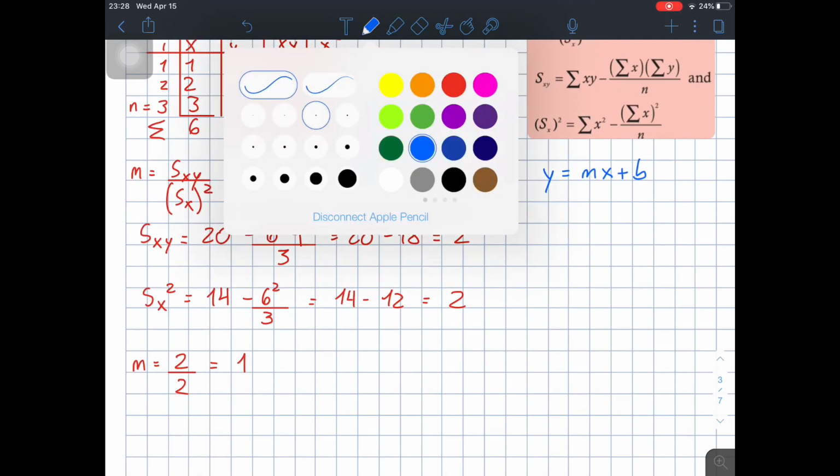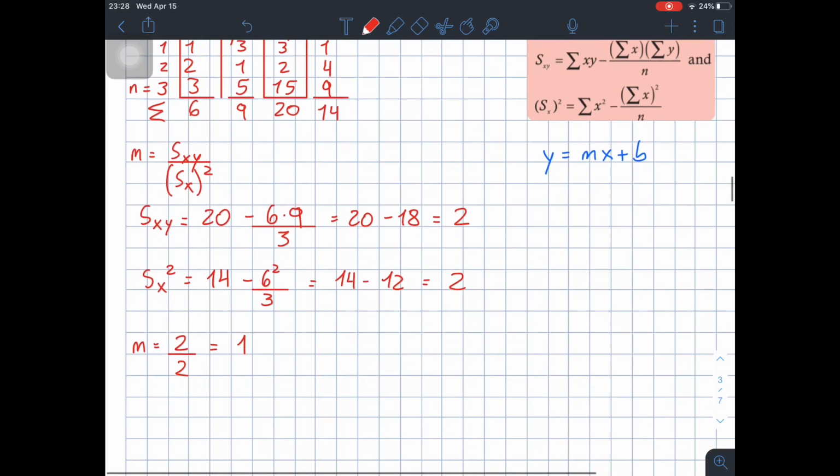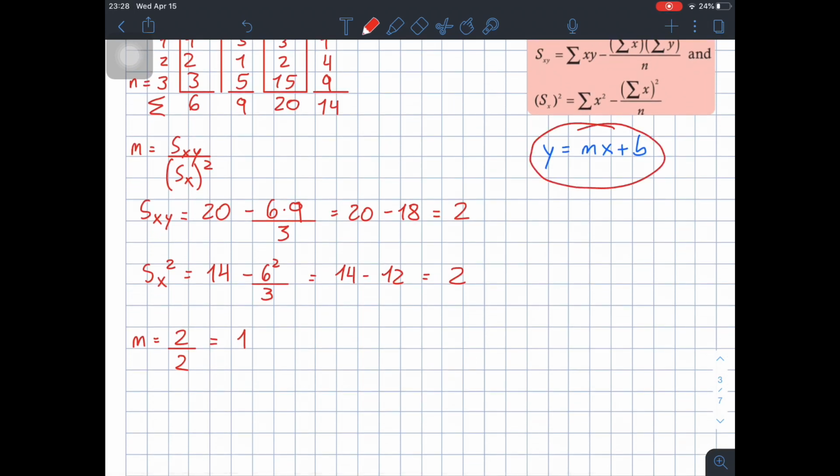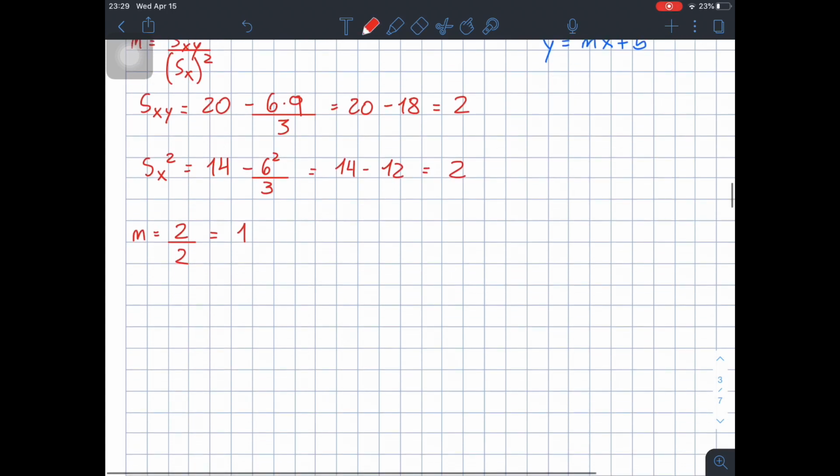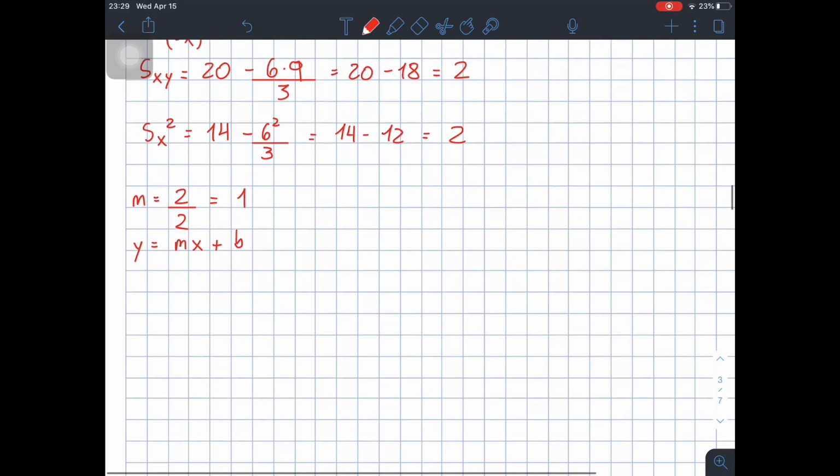How do we calculate b? If you remember from the previous class, we said that the regression line always passes through a specific point, which is the point mean of x, mean of y. That's always true, okay? So we need to calculate that point. Let me write that here. So y equals mx plus b. We already have the value of m, and we know that the point x mean, y mean is a point of the line.